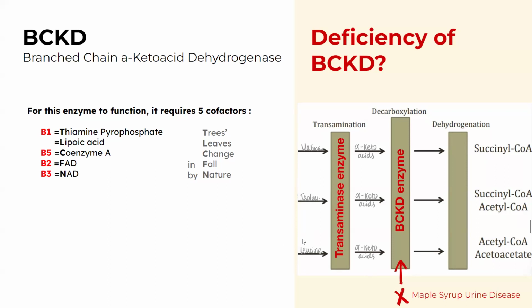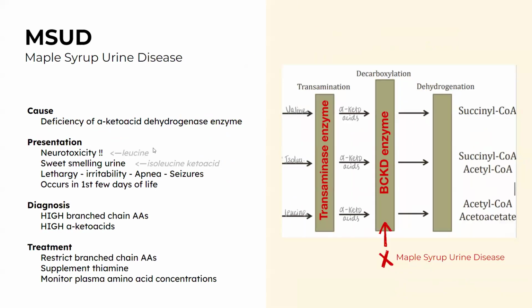So high valine, high isoleucine, high leucine, and then high alpha keto acids of each one. Okay, so when is this the case? When do people have a problem in the branched chain keto acid dehydrogenase enzyme? In a disease known as maple syrup urine disease. And the reason they call it that is just because the urine smells sweet, so maple syrup urine. Okay, so let's talk about the cause, presentation, diagnosis, and treatment.